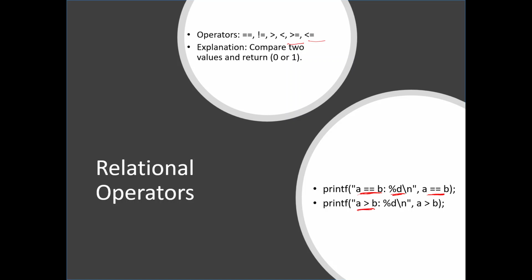The second one is a greater than b. Surely in this program, as the value of a is 10 and b is 5, it will return 1, whereas the previous printf will return 0, because the values of a and b are not the same.